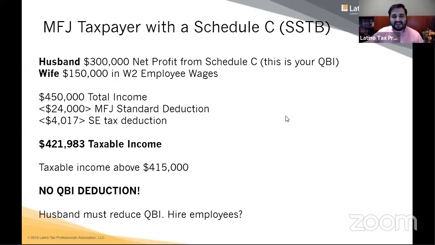See, this is an example, again, of a specified service, trade, or business. We saw how he was eligible. Below the threshold, he's going to get it. Above it, he's not going to get it. Zero. If he's within it, it's going to be limited. He's going to get it, but a little bit less. I don't even want to show that because that's complicated. Just be aware of this example.